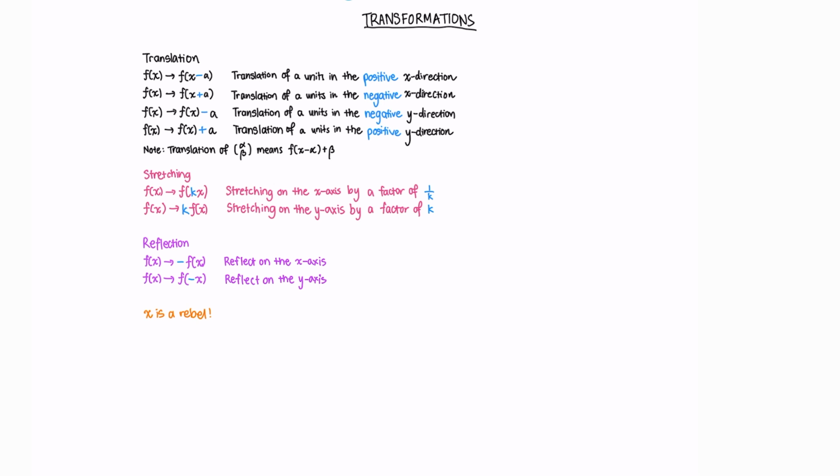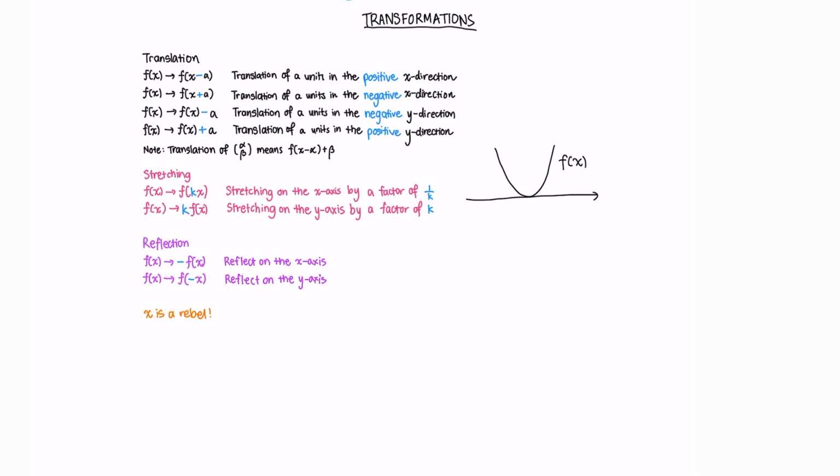One more thing about translation, if they give you a translation by a vector (alpha, beta), as you can see over here, this means that f(x) becomes f(x - alpha) + beta, meaning a translation of alpha units in the positive x direction, and then a translation of beta units in the positive y direction. That's what f(x - alpha) + beta means. Now let's move on to stretching.